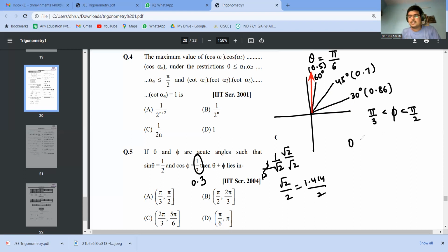We just need theta plus phi, so theta plus phi. In this we are just adding theta now. What is theta, by the way? Pi by 6. Add pi by 6 on both sides. Tell me what will be the answer.